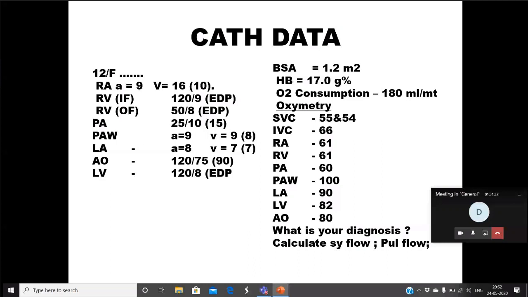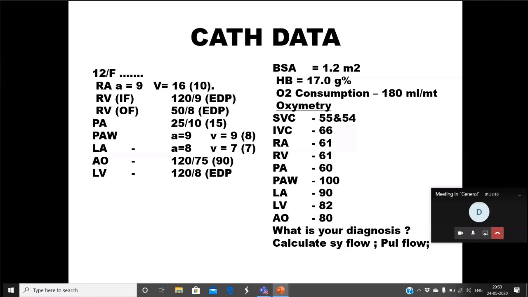Sorry, sir. Absolute RV pressures, are they normal, elevated, decreased? What is the level of the RV inflow pressure? Elevated, sir. Significantly elevated. And what about the RV end-diastolic pressure? That is slightly high, sir. Yes, it's elevated. The upper limit of normal is 8. Anything above 8 is abnormal. So 9 means there is an elevation of the RV end-diastolic pressure.